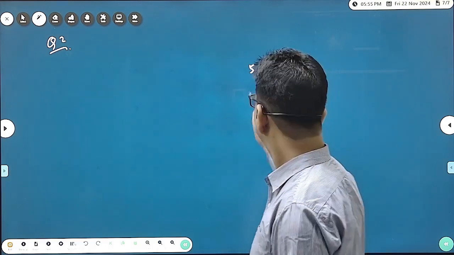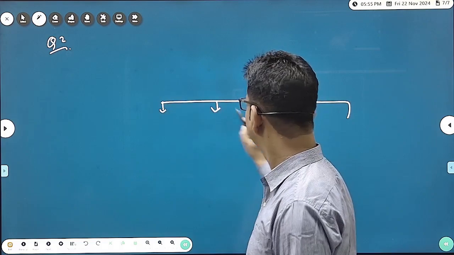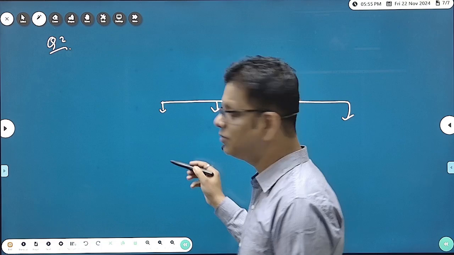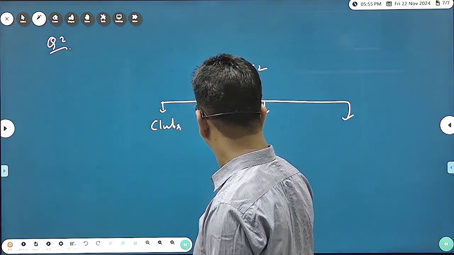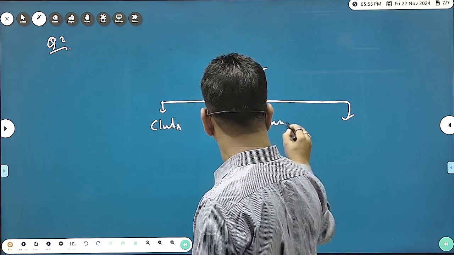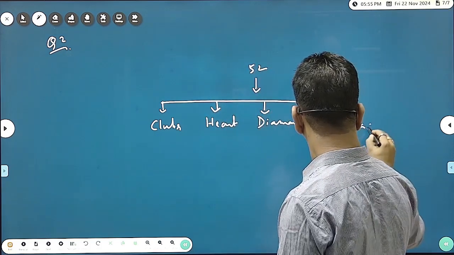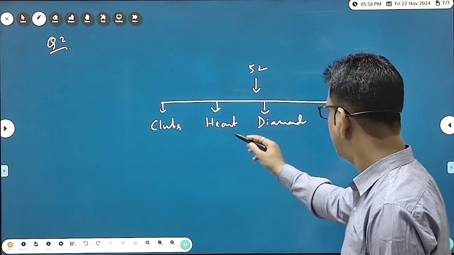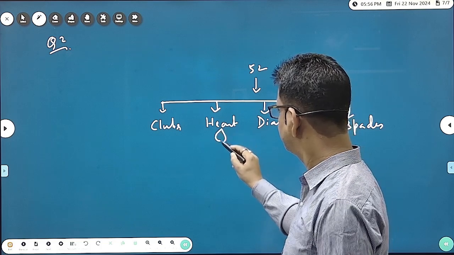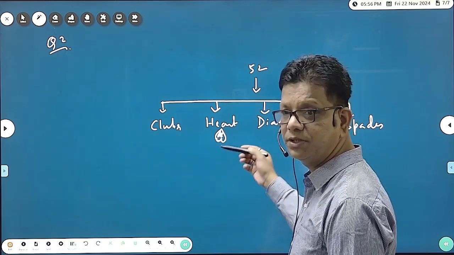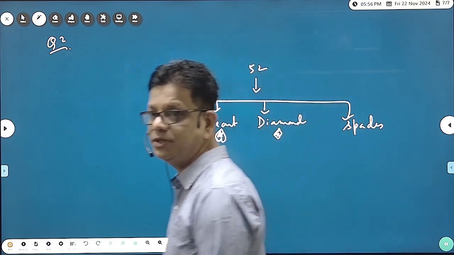There are 4 categories. The categories are known as clubs, hearts, diamonds, and spades. These are the 4 categories. Hearts and diamonds are red color. Hearts, you must have seen, the hearts are drawn like this. Those cards you have seen. With what color do they come? Red. Diamonds also come in red. Clubs and spades come in black color.